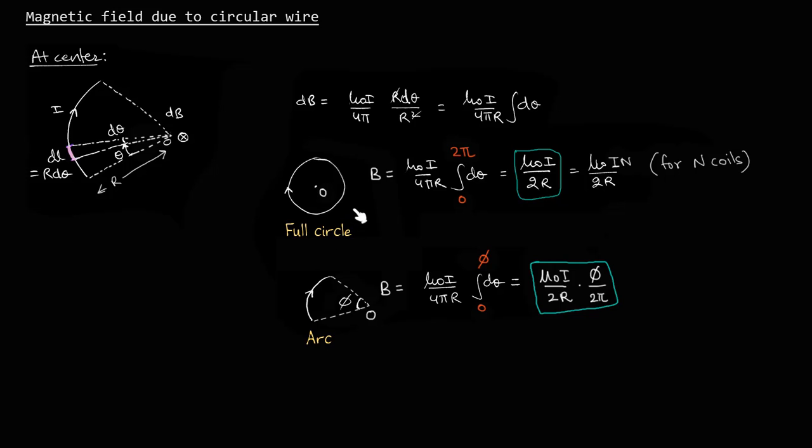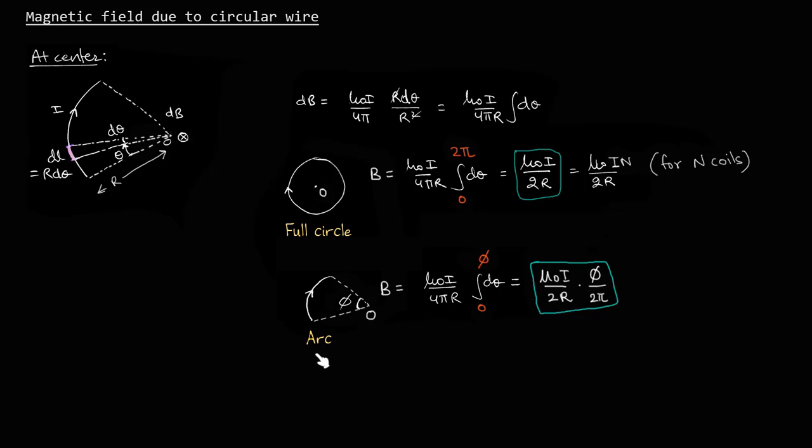For a full circle, because of a full loop, the B at the center we need to find, and limits will be 0 to 2 pi for theta. We'll get mu naught I by 2r. And if it's a circular coil with n number of loops, then the current will become n times. So our formula will then be mu naught I n by 2r for n coils.